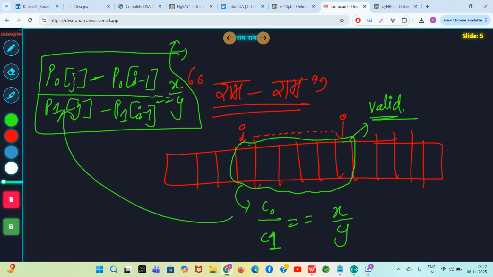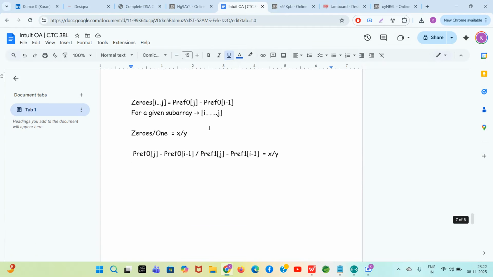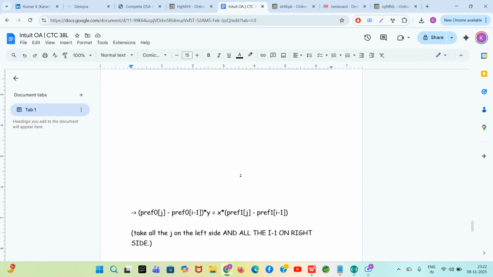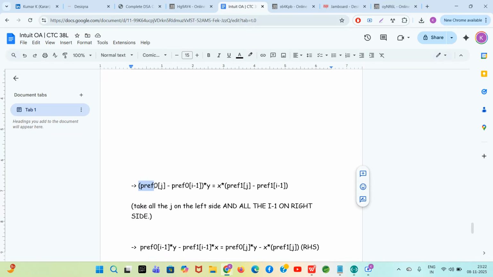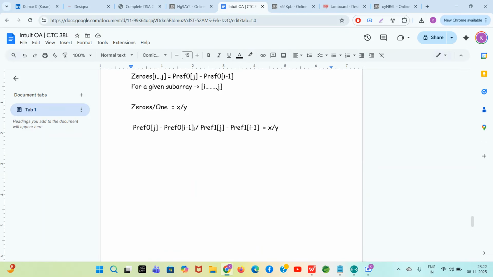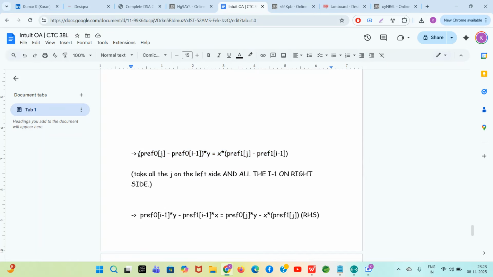Now guys, we will do some cross multiplication. Then what we will reach, it is shown here in the document. You can see this: pref 0 j minus pref 0 I minus 1 divided by pref 1 j minus pref 1 I minus 1 is equal to x by y. Now what will you do guys? Cross multiplication. Pref 0 j minus pref 0 I minus 1 into y is equal to x into the other difference. I hope you know how to do cross multiplication. Y will go here, x will go there, right? This is equal to this.